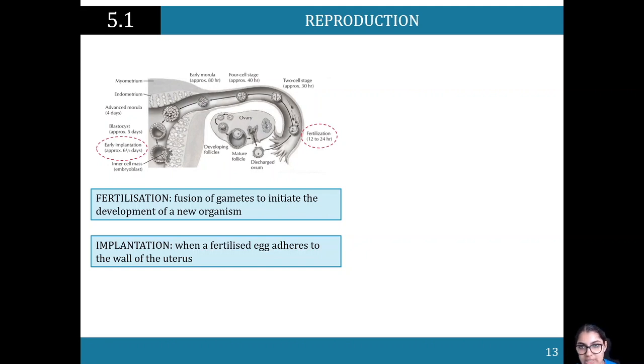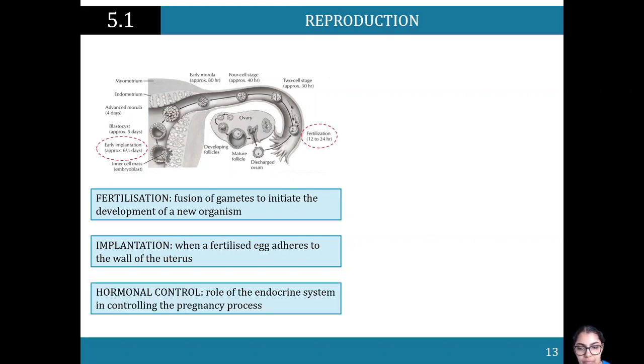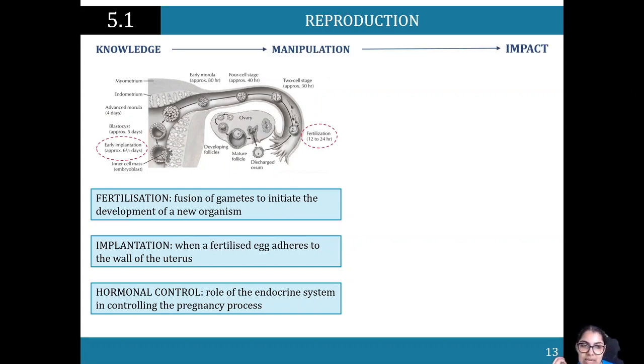Implantation is when the fertilized egg actually adheres to the wall of the uterus. And when it adheres to the wall of the uterus, we then start calling it a blastocyst. And the process of hormonal control in this whole process is looking at the role of the endocrine system in basically controlling the whole process of pregnancy. So this is where this information comes into use.